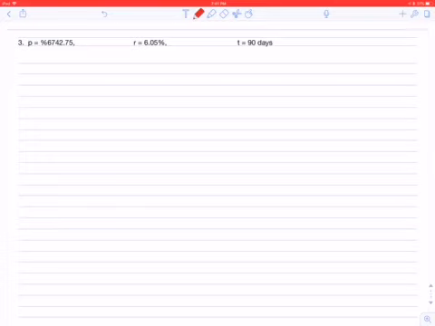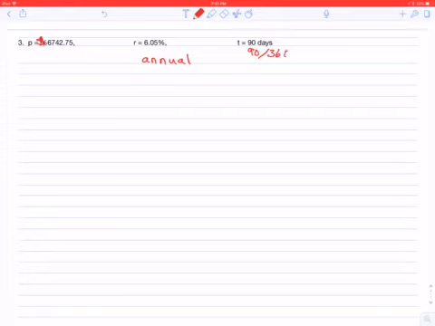Okay, for 3. The principal is $6,742.75 at a rate of 6.5%. It's an annual rate because we're not told otherwise. So I'm going to need my time in years. All right, so to convert days to years using banker's time, I'll take the number of days, divide by 360. So 90 days is 90/360 of a year. I'm not going to bother reducing it or converting it to a decimal. I'm going to use it just in that form.